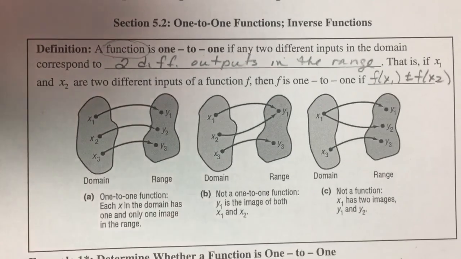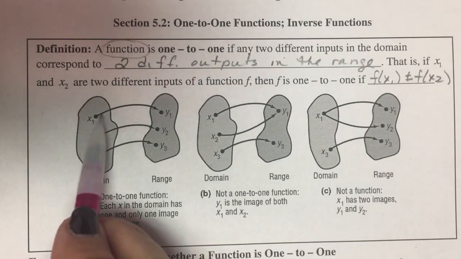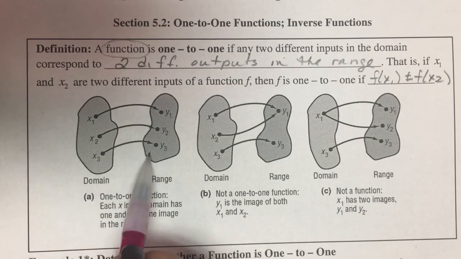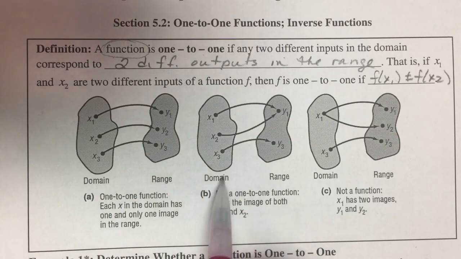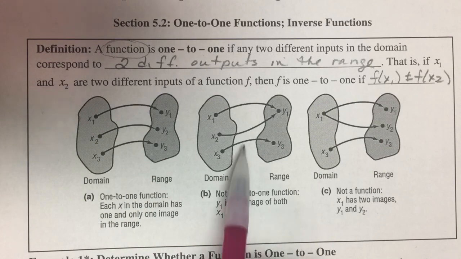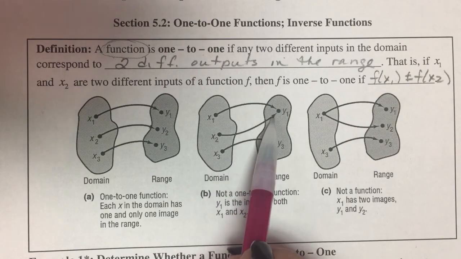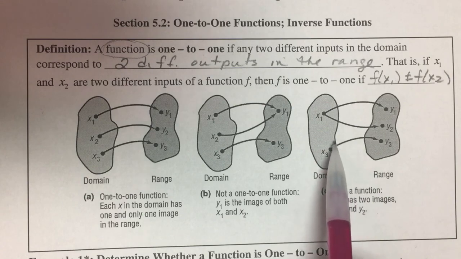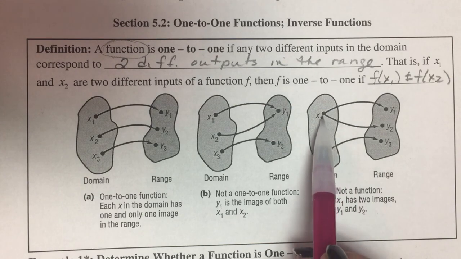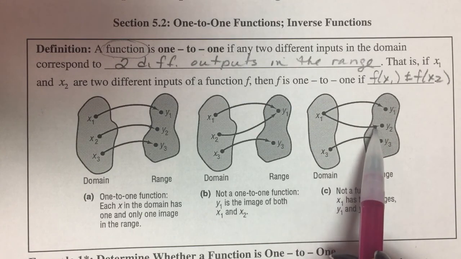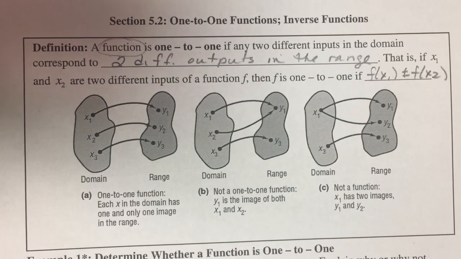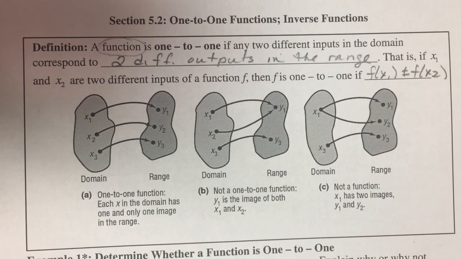If you look at the picture, this first one is one-to-one because notice how each x simply goes to one y. This is not one-to-one because these two x's go to the exact same y. Can't happen in a one-to-one function. This one isn't one-to-one. It's not even a function because this x goes to two different y's. So if it's not a function, then it certainly can't be a one-to-one function.